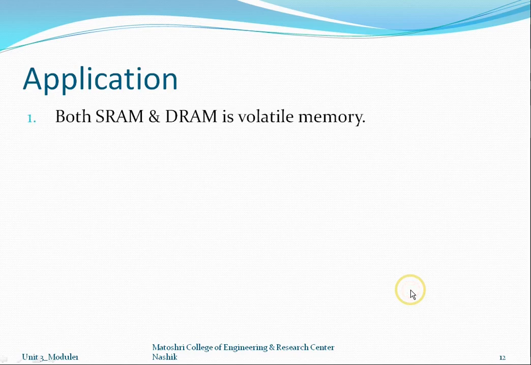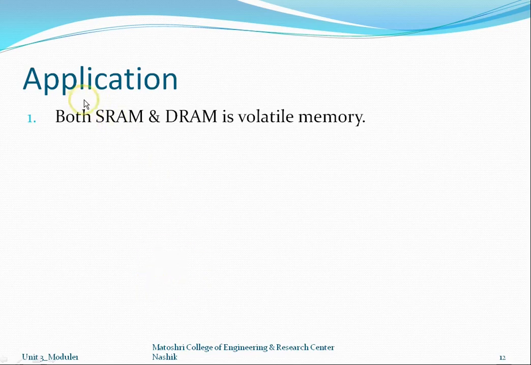In case of applications, both SRAM and DRAM are volatile memory. What is the meaning of volatile memory? If the information stored in the memory chip is lost when the electrical power is switched off, then the memory is called volatile memory, and both RAMs are volatile memory. It means they retain the data only till the device is powered on. Otherwise, they throw the data away. So all the RAMs store the information as long as the power is on.